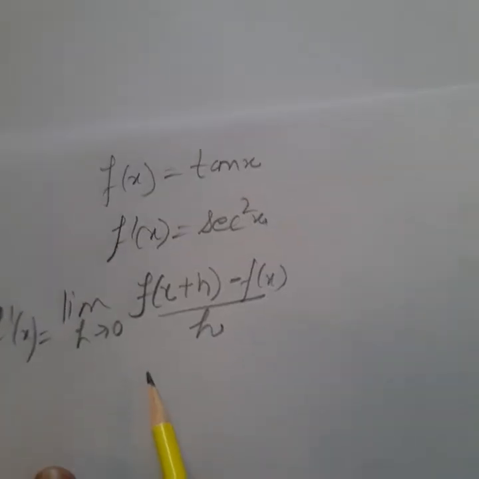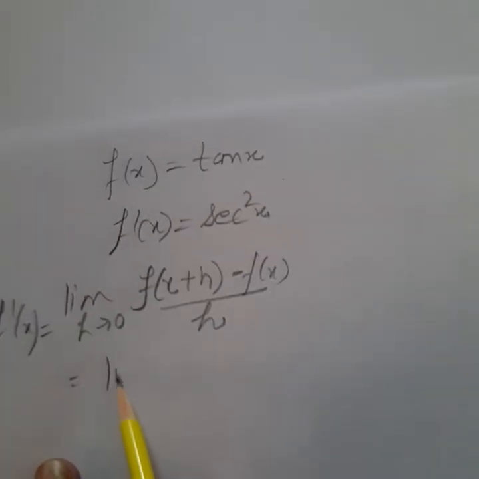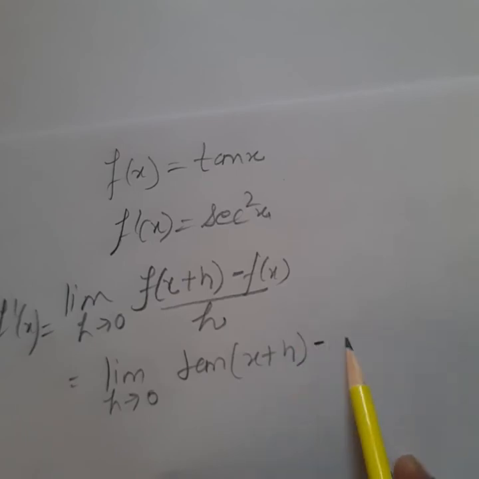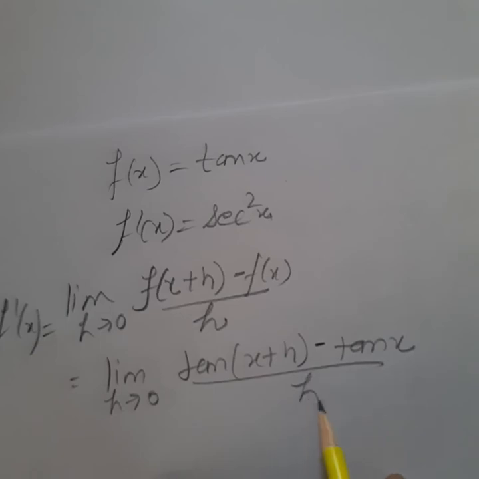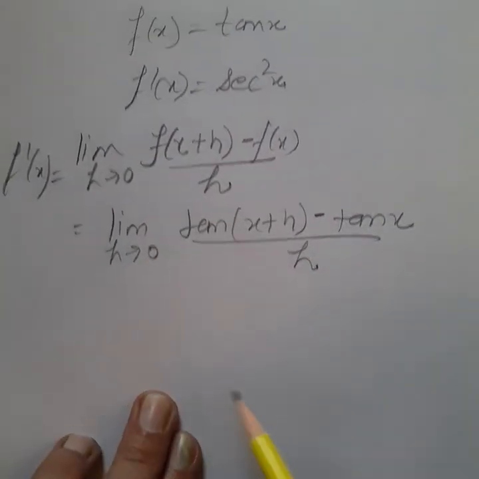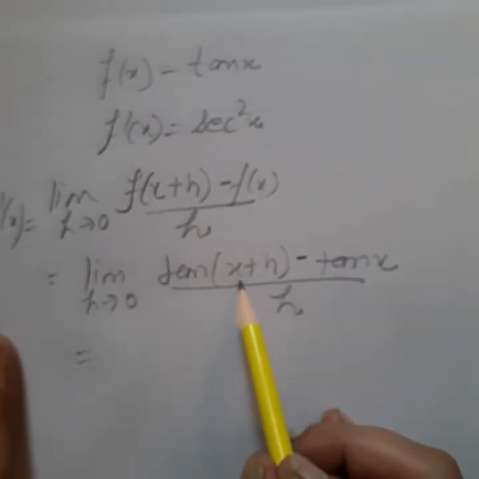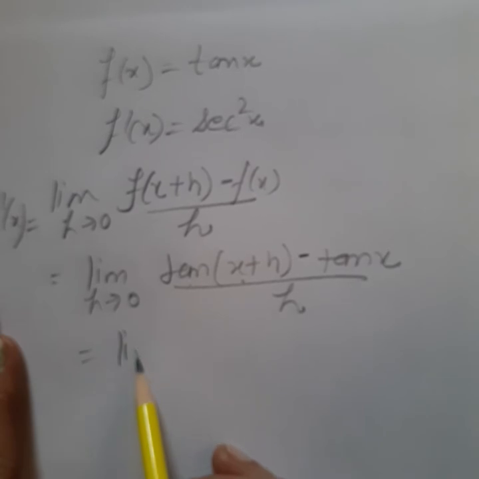Okay, after that you should write here the value of f of x plus h, that is tan of (x plus h) minus tan of x upon h. Okay, so the next step is that the value of tan theta is sine upon cos.